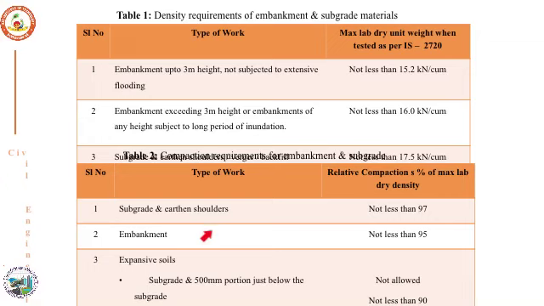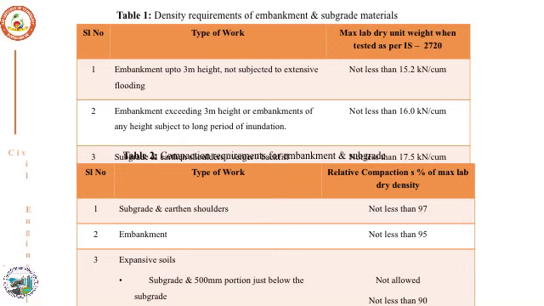And at the field, when the compaction is done, for the subgrade and the earthen shoulder, the relative compaction should not be less than 97%, and for the embankment, the relative compaction must not be less than 95%. And similarly, for expansive soil, the compaction rate should not be less than 90%.